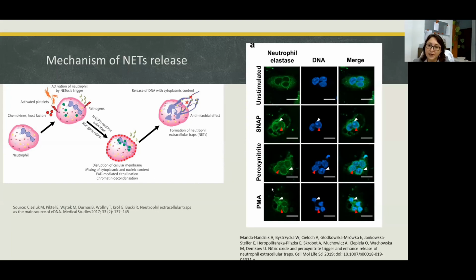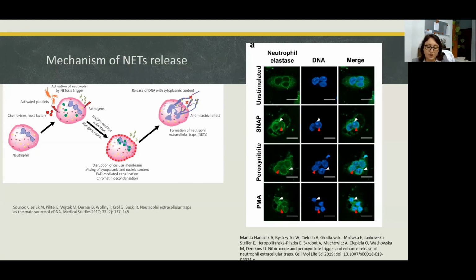As you can see in the right picture, these are pictures from our study. Different compounds can cause migration of neutrophil elastase into the nucleus. Here we can see, in the merged picture, the green parts of the elastase inside the nucleus.